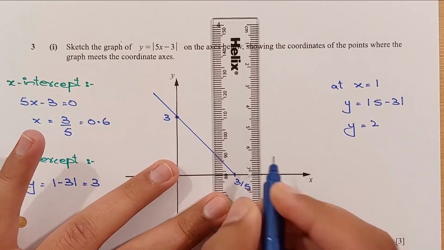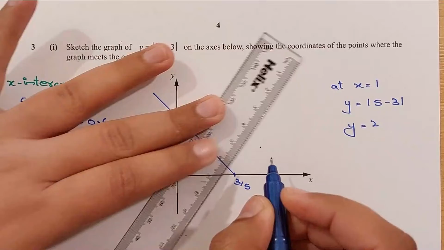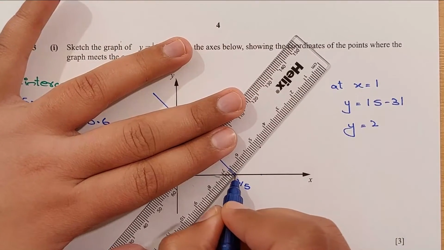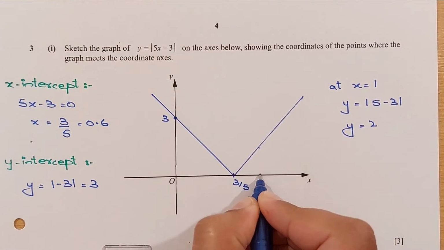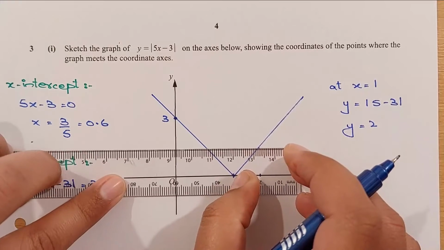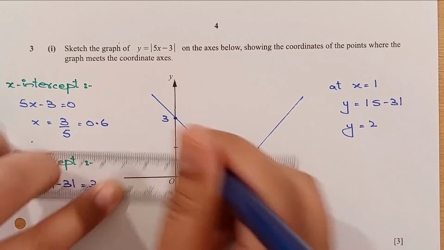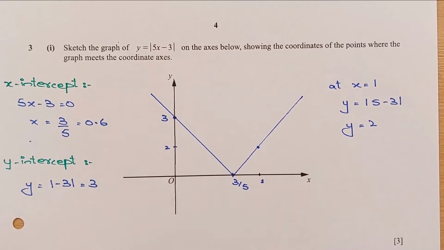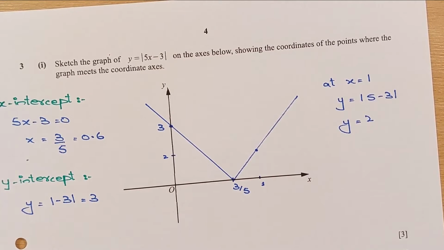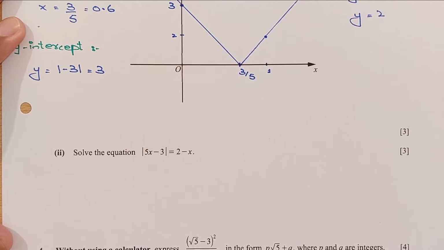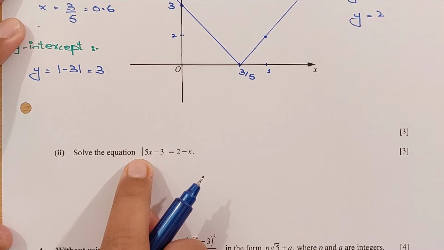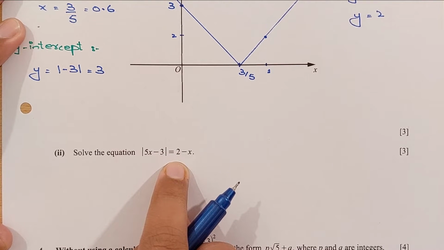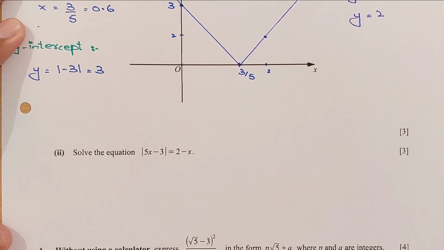And we have a point over here. Connect the two points. Let's say this is x equals 1 and this is y equals 2. y is 2 here and x is 1 here. So this is the second point. This is the shape of the curve. Now for the second part, solve the equation when the absolute value of 5x minus 3 equals x minus 2.